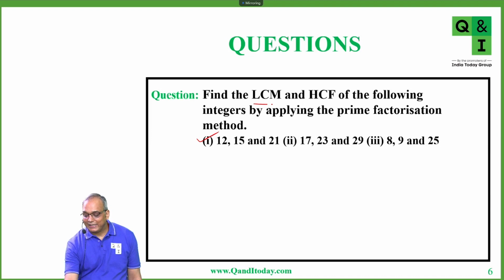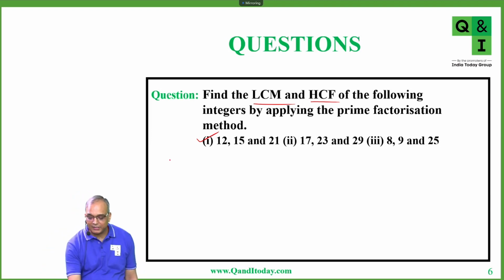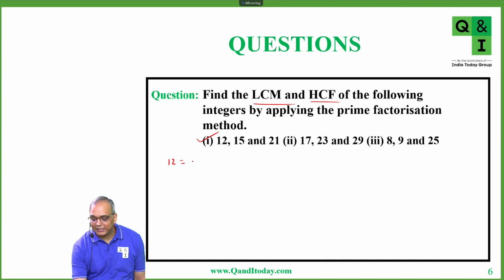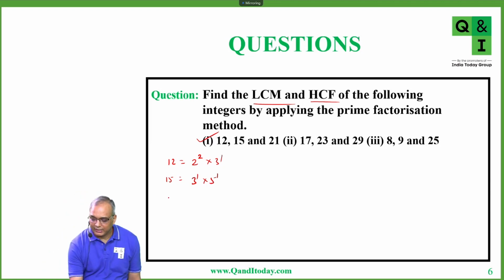We have to find the LCM and HCF of the following integers by applying the prime factorization method. So 12 can be written as 2 to the power 2 into 3 to the power 1. 15 can be written as 3 to the power 1 into 5 to the power 1. And 21 can be written as 3 to the power 1, 7 to the power 1. Now, if you have to find the HCF, the common factor is 3 only and power 1.